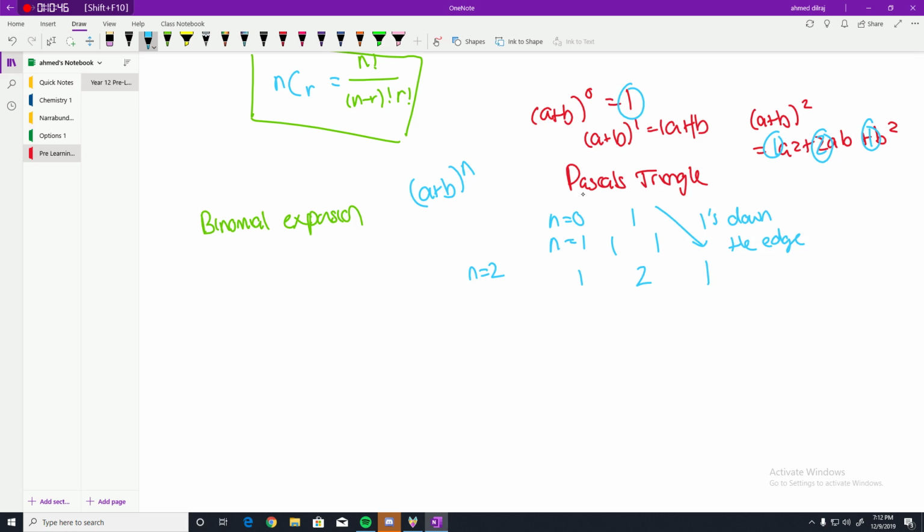And then we fill in the gaps by adding. So over here, we just added these two numbers to get to this number. So again, 1s down the edge, and then we have to add, right? So we add these two numbers, we get 3, and we add these two numbers, we get 3. So, Omi, can you fill in the next line for me?